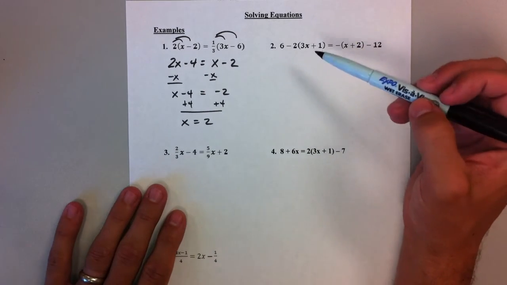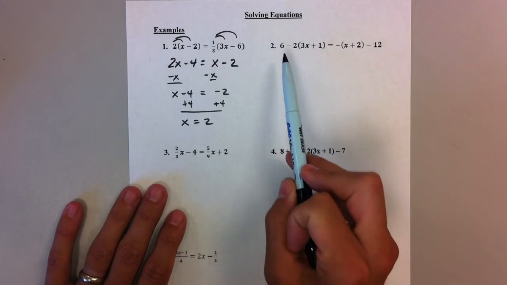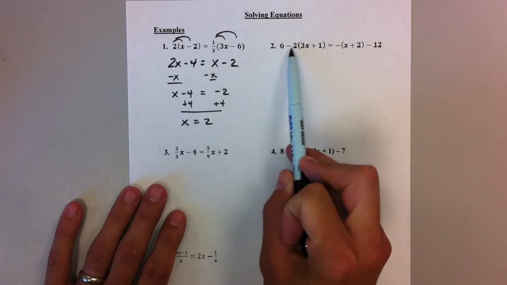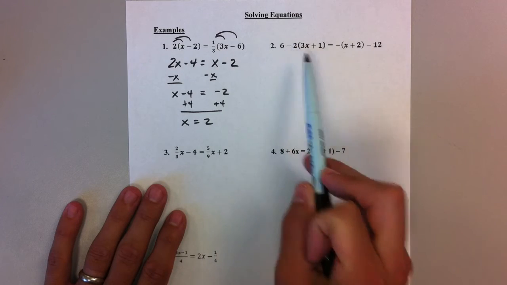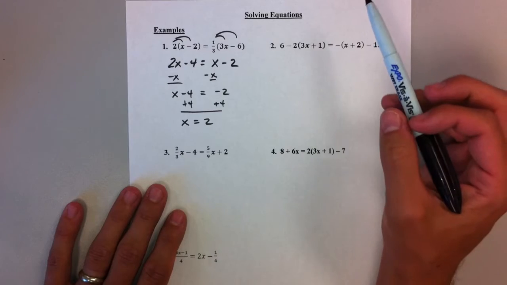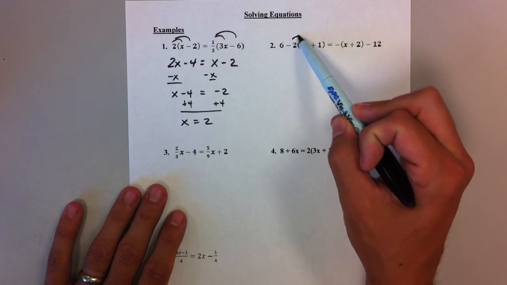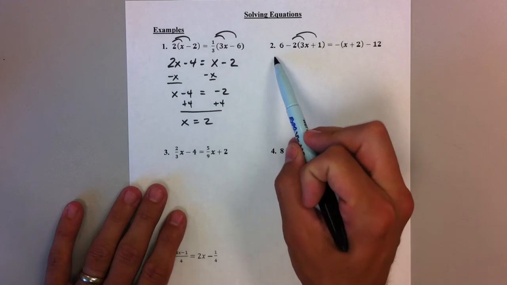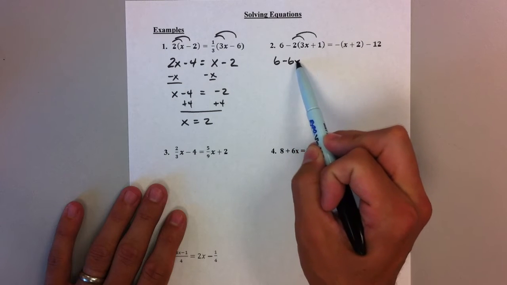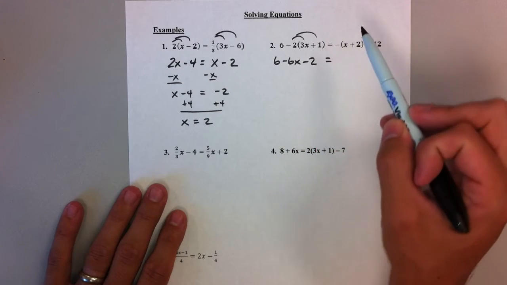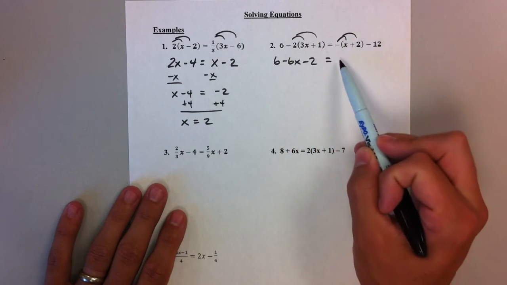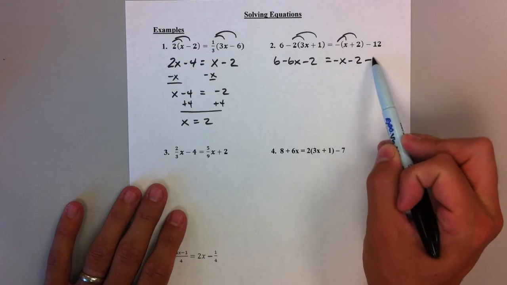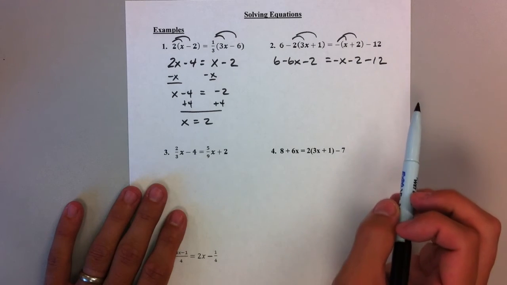This one's set up for a reason because this is a common mistake. People will do this, 6 minus 2 and get 4. But remember, order of operations says you have to multiply, so we have to distribute. So I'm going to get 6 minus 6x minus 2. And over here I'm going to simplify also, so I get minus x minus 2 minus 12.